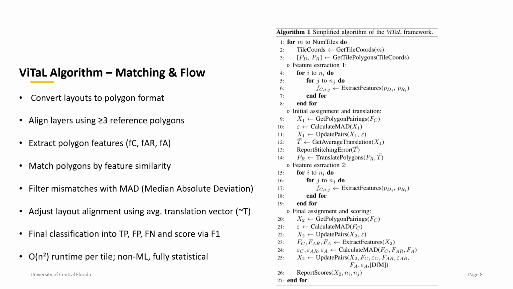This is the algorithm showing how VITAL works. VITAL operates tile by tile and performs the following steps. Extract polygons from reverse engineering and design layouts. Use the above three features to match pairs. Apply median absolute deviation to remove outliers. Calculate the average shift and realign the layout. Rematch and refine using DFM specific thresholds. The method is non-ML, interpretable, and runs in quadratic time per tile, which is acceptable given its precision.